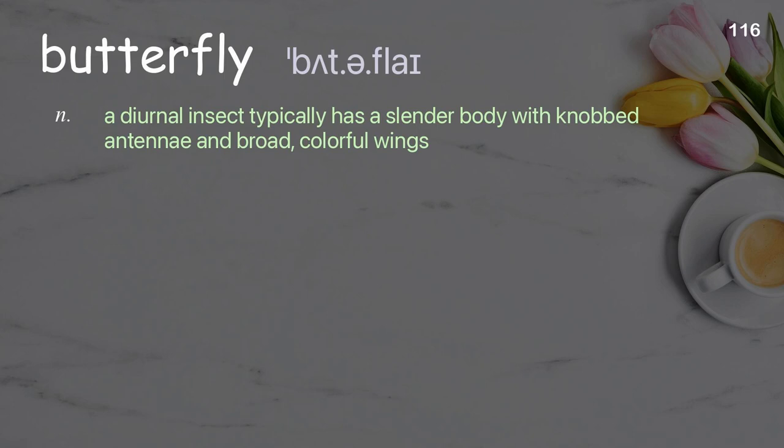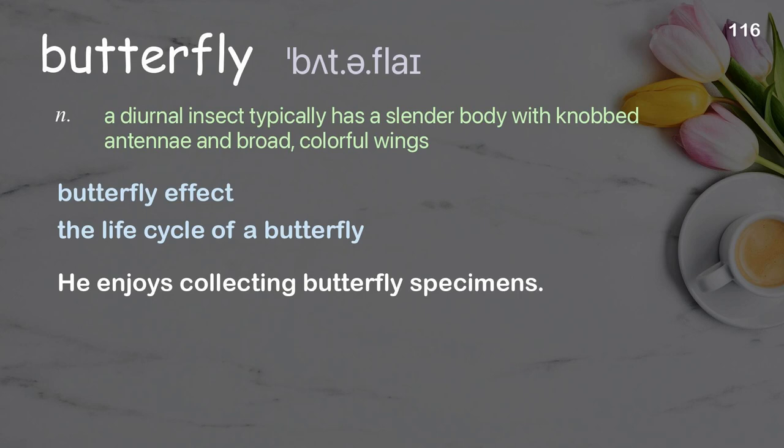Butterfly. A diurnal insect typically has a slender body with knobbed antennae and broad, colorful wings. Examples. Butterfly effect. The life cycle of a butterfly. He enjoys collecting butterfly specimens.